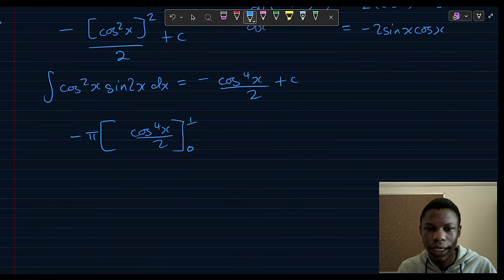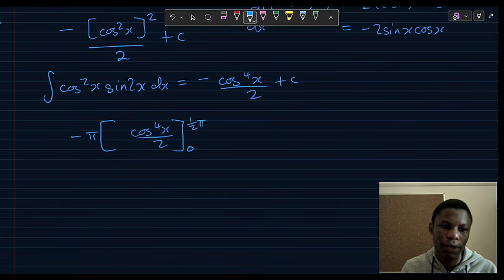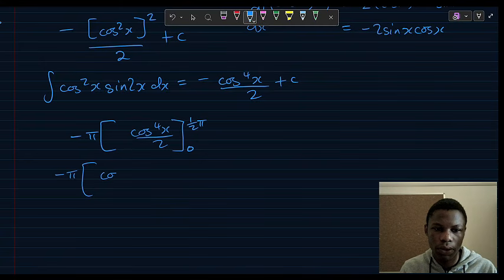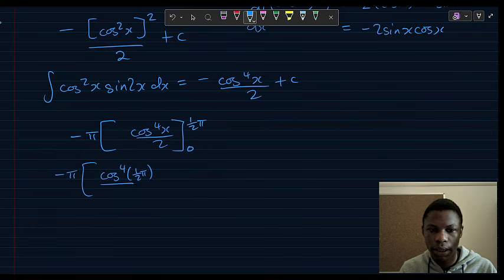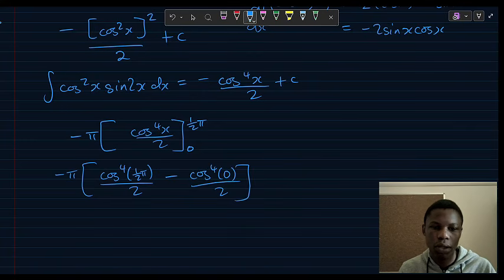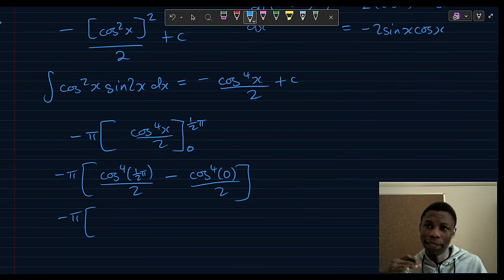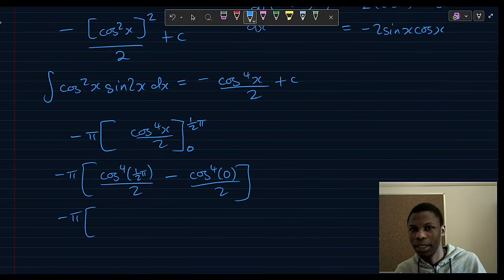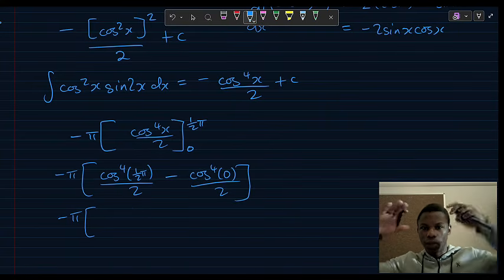0 to a half pi. And now we substitute in our limits. Start with the upper limit. So cos to the 4 of half pi over 2 minus cos to the 4 of 0 over 2. Punch that into our calculator. Remember, you can't punch in cos to the 4x in your calculator. So you do cos x all to the power 4.